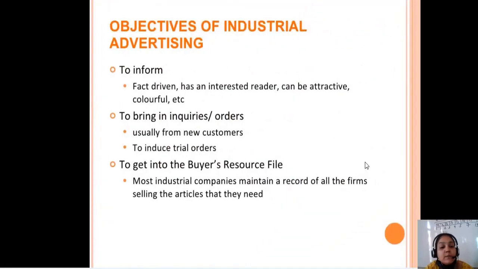The objective of industrial advertisement is to inform people. You are telling the facts, the interesting areas which need attention. The information you provide needs to be very attractive and very innovative. With the help of industrial advertising, we get a lot of inquiries and try to resolve them, we make new customers, and we expand our business. Most industrial companies maintain a record of all the firms selling the articles that they need.